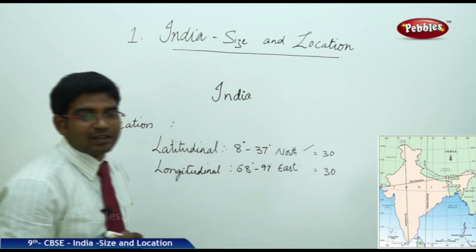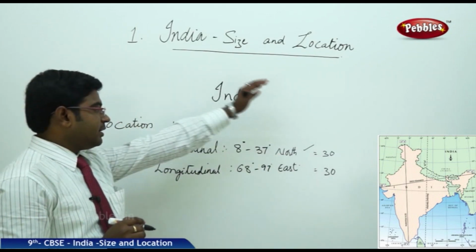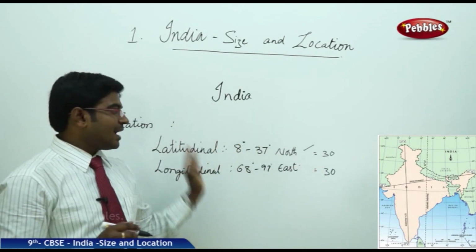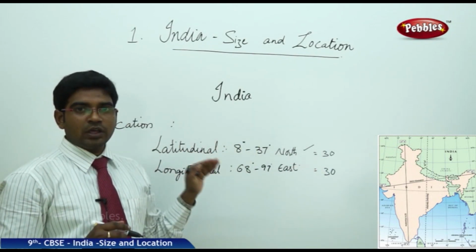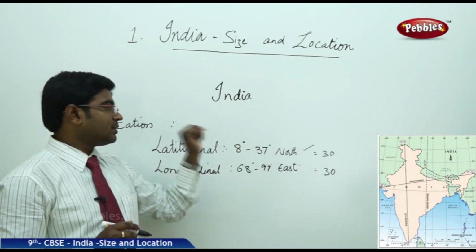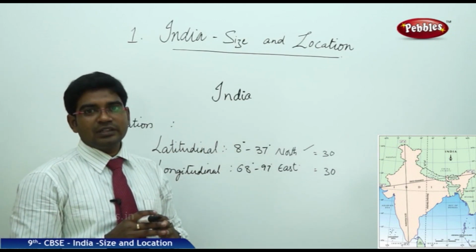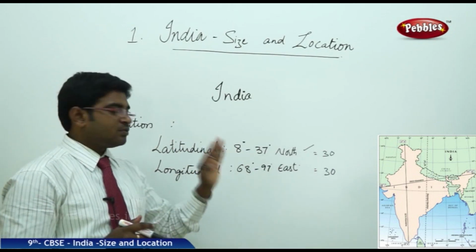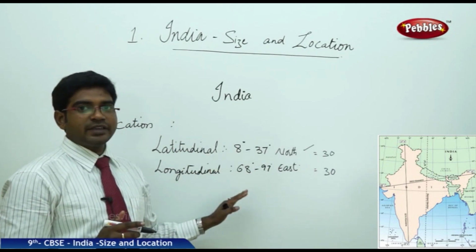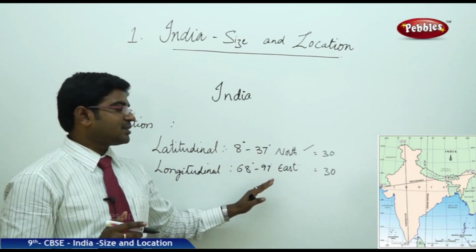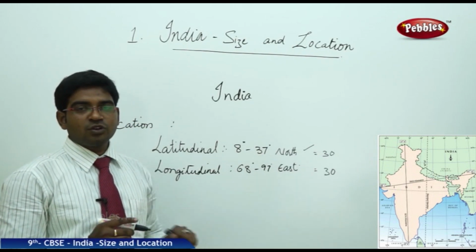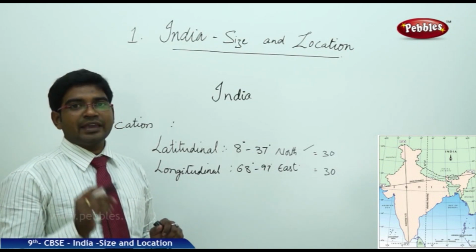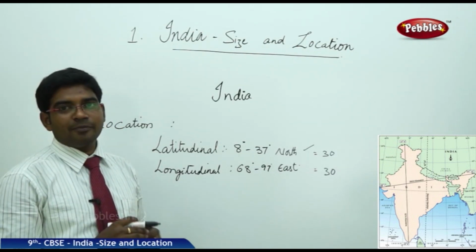So in order to know exactly the location of India, India falls in the northern hemisphere, starting at 8 degrees north latitude and ending at 37 degrees north latitude. And coming to the longitudes, towards the eastern side, we find its location from 68 degrees to 97 degrees east. So this clearly specifies the actual location of India.